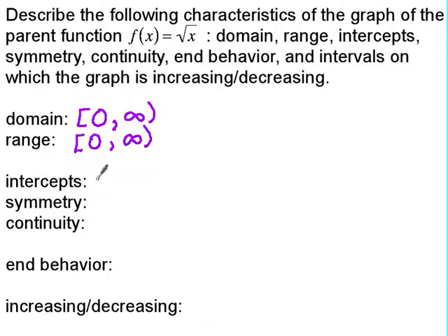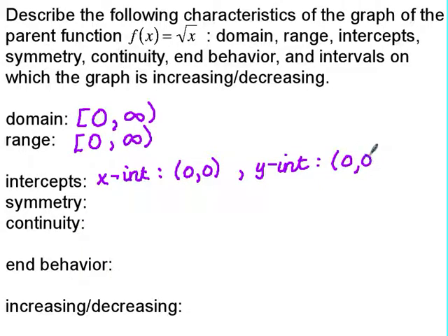Intercepts. Let's start with the x-intercepts first. Do I have any? What'd you say? You're right. 0. And so x-intercept, I'm going to write that as 0, 0. Do I have another intercept? Yeah, I have the y-intercept as well, which is also 0, 0. Now remember, when you write these, you need to write these in point form. Okay, so therefore we've handled the intercepts. Not too bad.